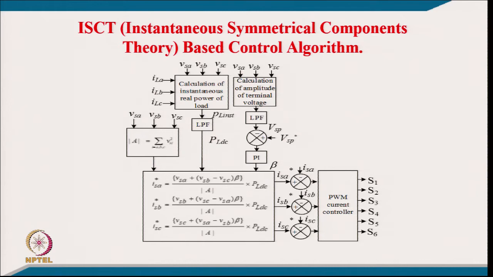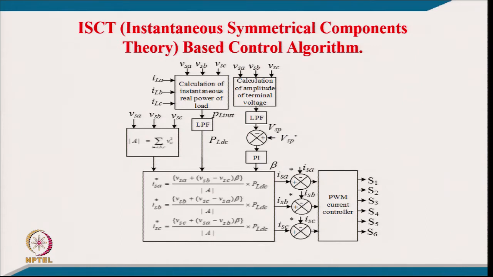Once we know this, we have these three expressions, for ISA, VSA plus (VSB minus VSC) into beta divided by A absolute, and into PLDC, that gives the A phase reference current of the grid. Then similarly, we calculate the B phase reference current and the C phase reference current for the grid. And once we have the reference current, we have the sensed current of the grid on the grid side.